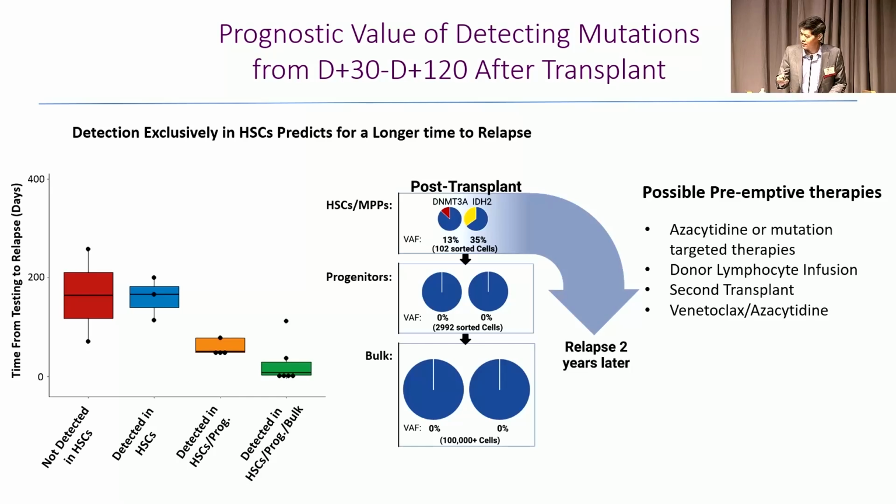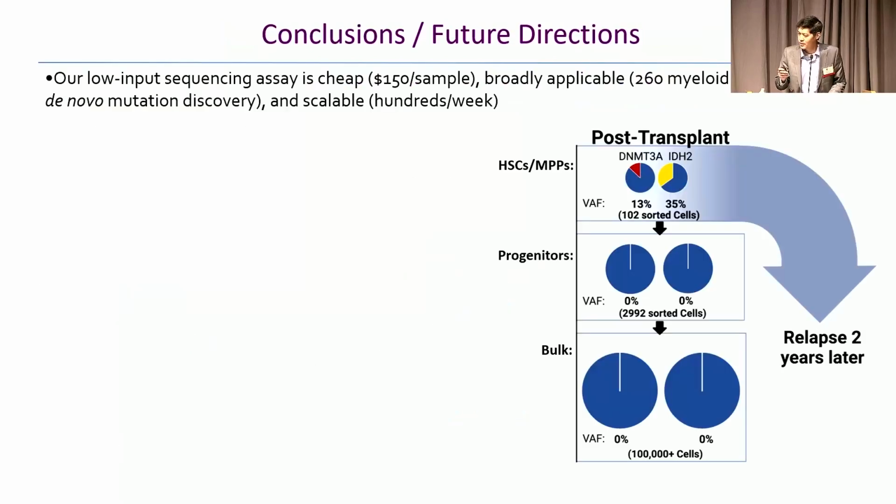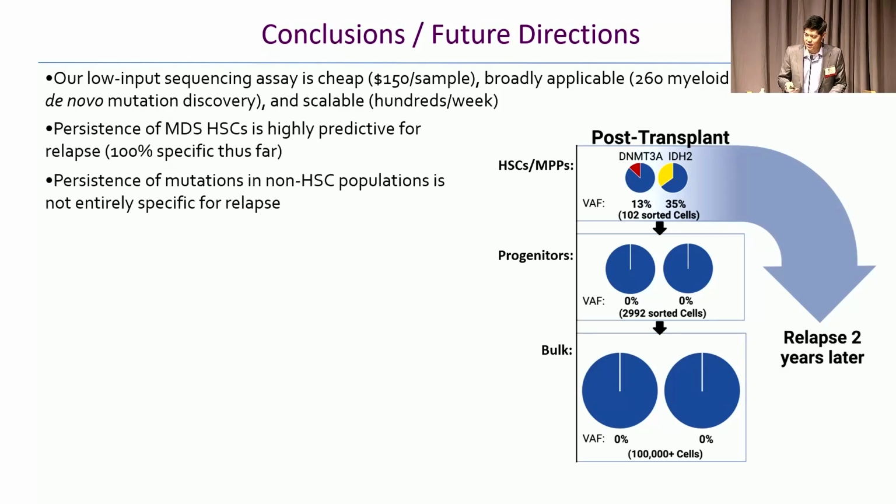Okay, so to summarize, our low-input sequencing assay is cheap. It's broadly applicable and doesn't require any patient customization. We actually do de novo mutation discovery with this platform. It's scalable. Our students got it up and running so he can do hundreds of samples a week. And we found using this that persistence of MDS stem cells is 100% specific for relapse.